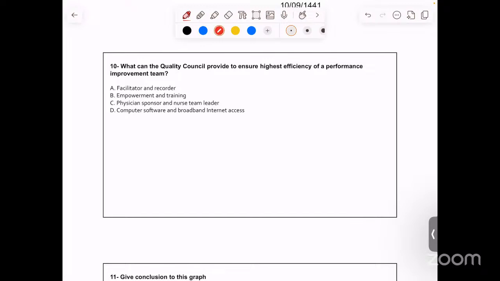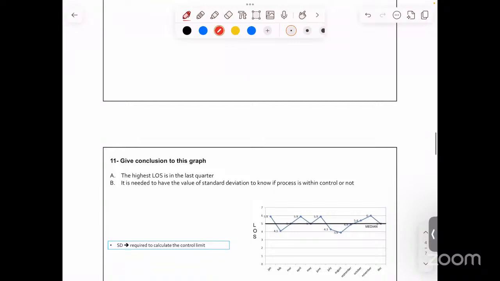Why letter A? Because the question is asking what helps ensure the effectiveness of a permanent team. This is the meaning of the question. What helps ensure the effectiveness of a permanent team? Okay. Empowerment and training. Yes, that's the correct answer. Because empowering team members increases productivity and problem-solving skills. When members feel responsible and engaged, they are more motivated to make decisions and contribute. So that's the reason.